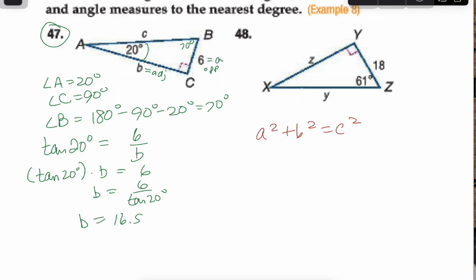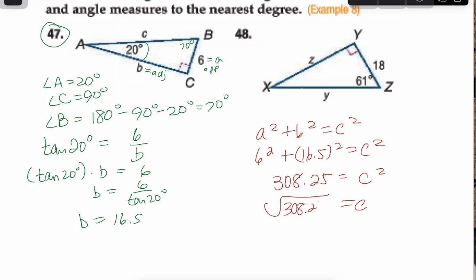So we know that a squared is 6 squared, and b squared is 16.5 squared, which will give you c squared. 6 squared plus 16.5 squared is 308.25, which is c squared. So c is the square root of that.